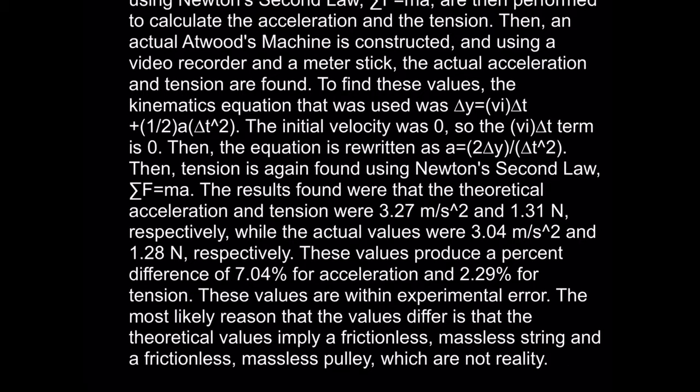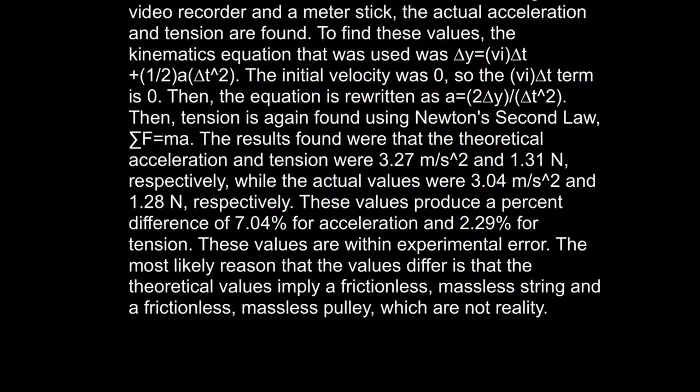The initial velocity, vi, was 0, so the vi delta t term is 0. So, the equation is rewritten as a equals 2 delta y over delta t squared. Then tension is again found using Newton's second law, sigma F equals ma. The results found were that the theoretical acceleration and tension were 3.27 meters per second squared and 1.31 newtons, respectively, while the actual values were 3.04 meters per second squared and 1.28 newtons, respectively. These values produce a percent difference of 7.04% for acceleration and 2.29% for tension.